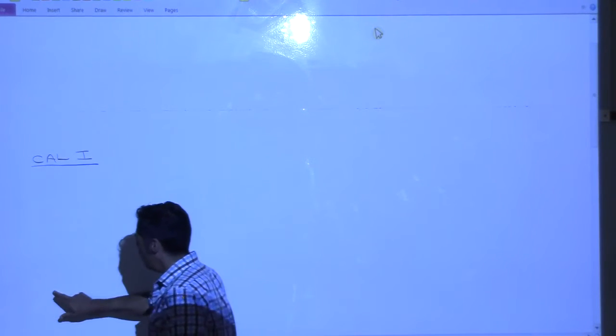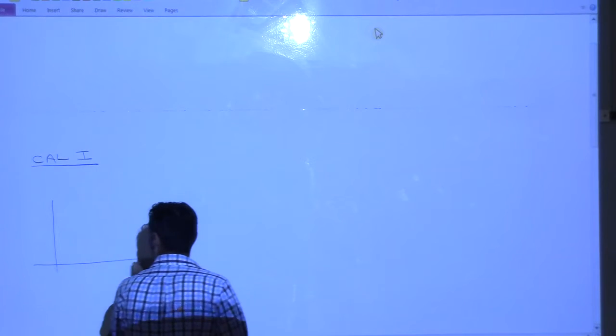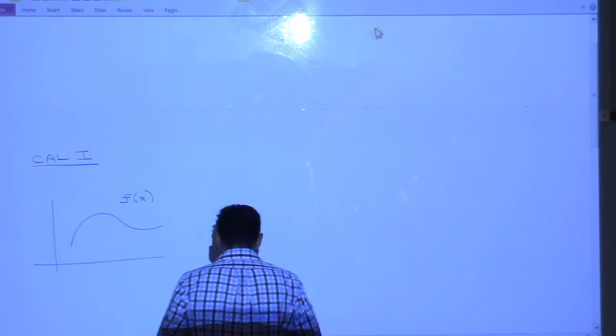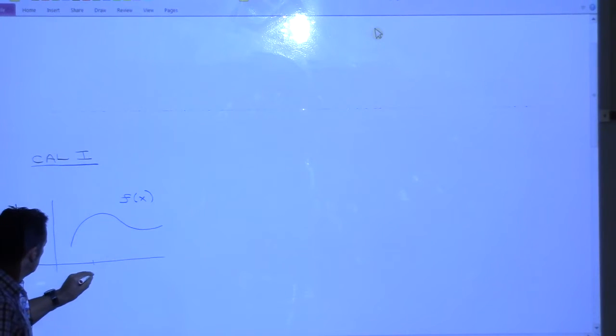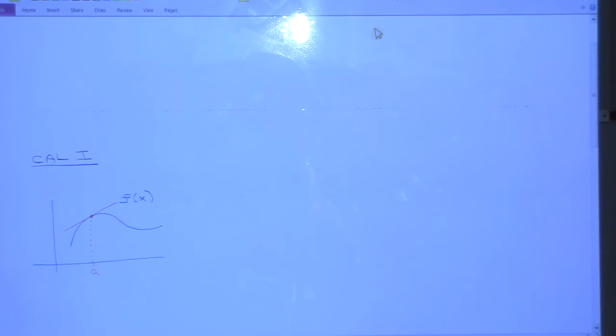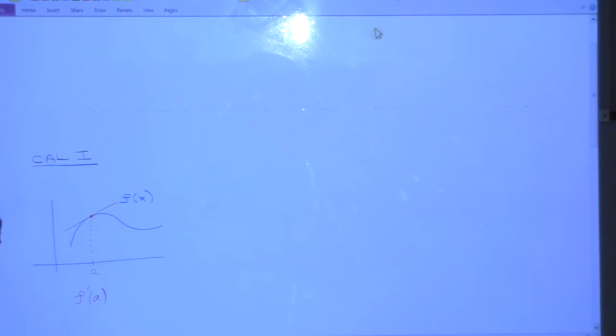Okay, so Cal 1, the main idea in Cal 1, there were a lot, but the main idea was that if you're given some function of x, we can go to any arbitrary point on that function. Let's just call that a. Go up to the function, take a look at that point, and find the slope of the tangent line at that point, which would have been the derivative of that function at a.